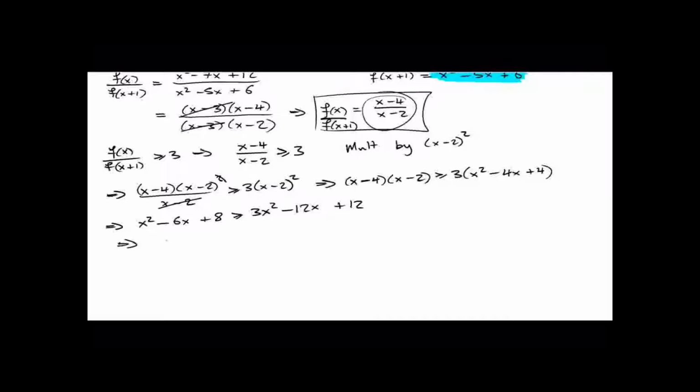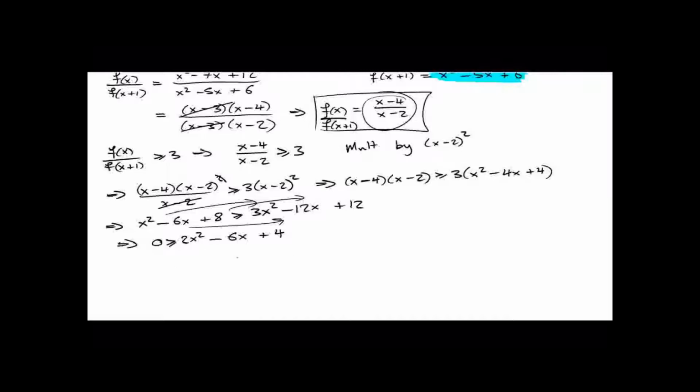And that means that 0 is greater than or equal to 2x squared minus 6x plus 4. Okay? Just bringing everything over to the right hand side. That becomes minus x squared, that becomes plus 6x, and that becomes minus 8.